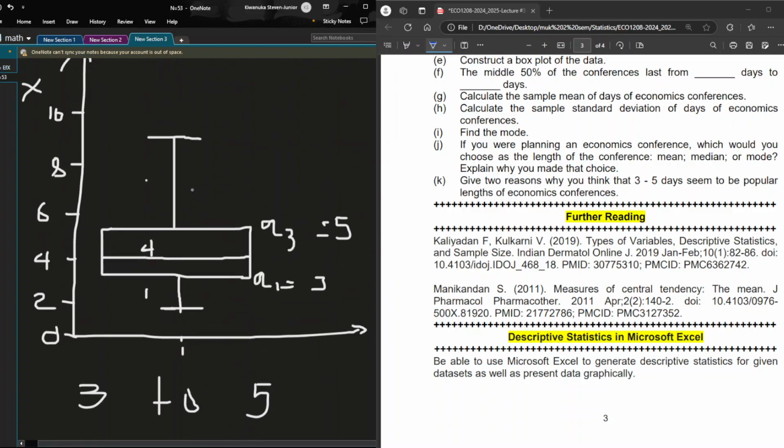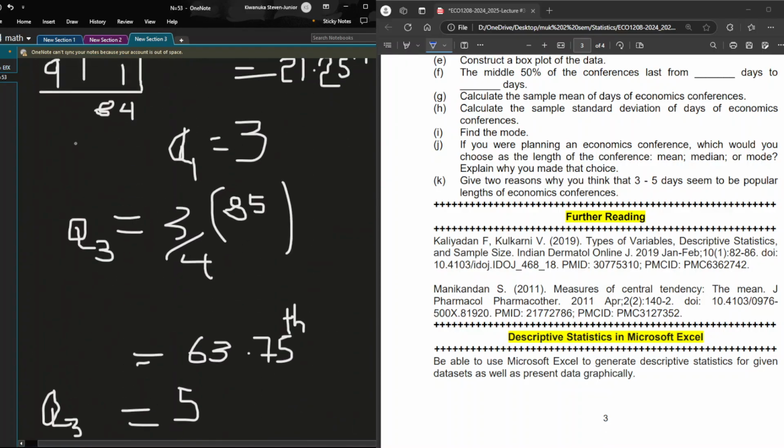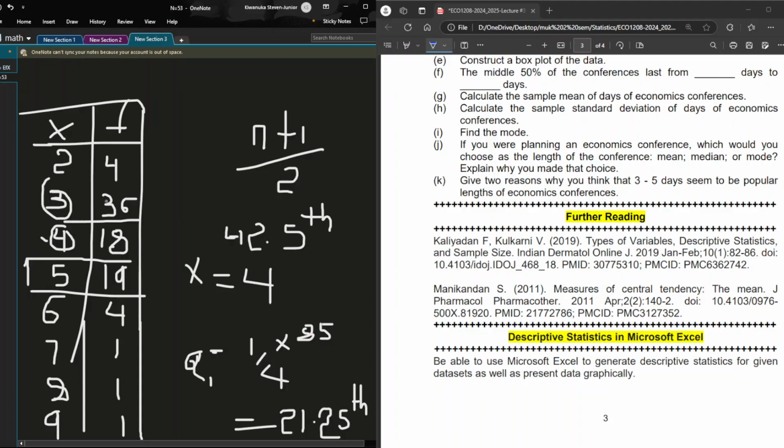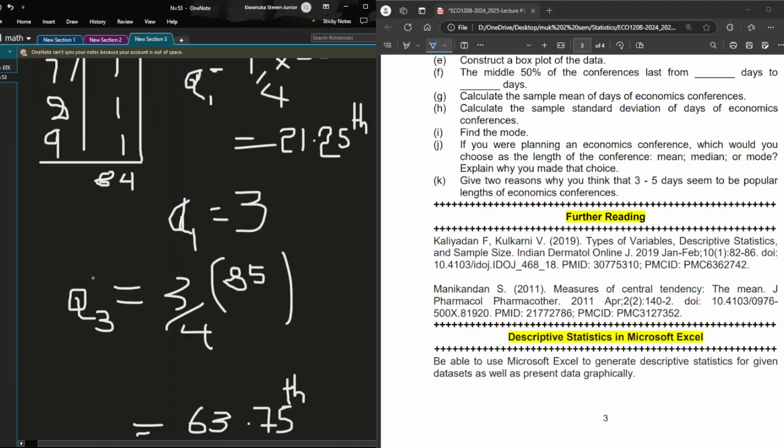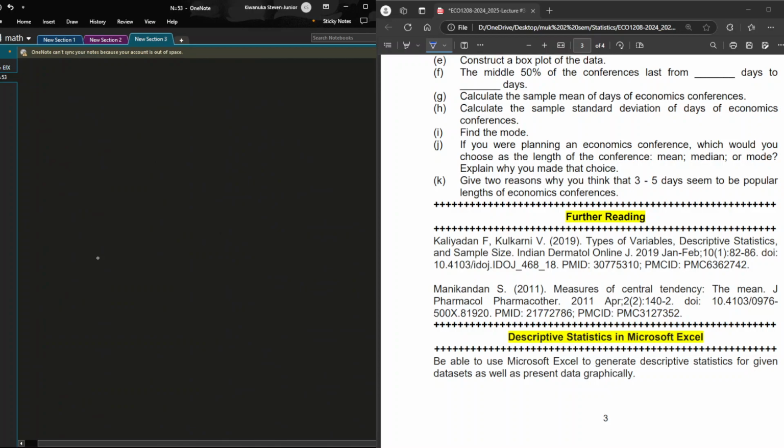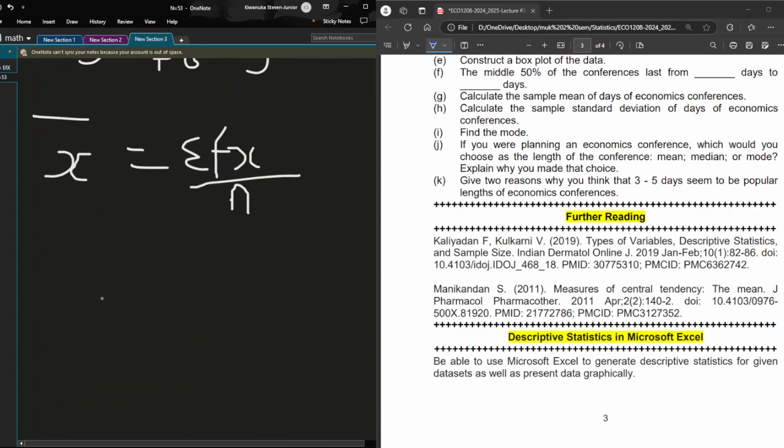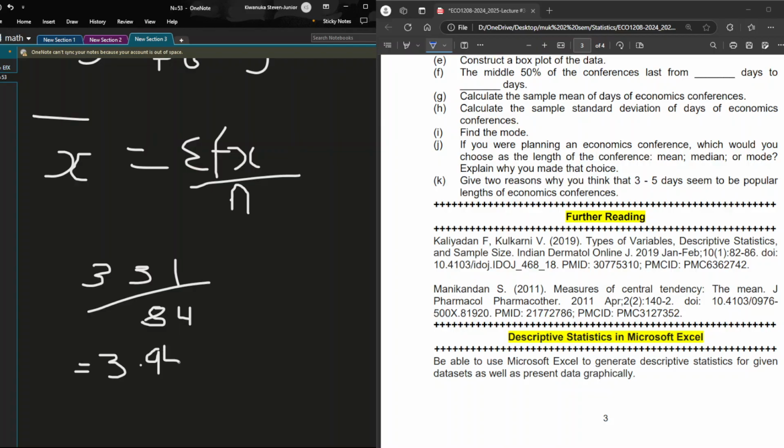That means you have 2 times 4 plus 3 times this plus this times this plus this, and all that. And our final answer will be 331 out of 84. And we get the mean as 3.94.